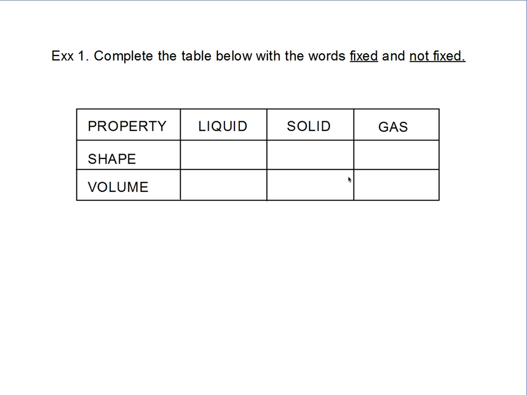Now this is an exercise here for you to do. You're going to use the words fixed and not fixed to complete the table. So here we have the property. One is shape, two is volume. So liquids, what do liquids have? Do they have a fixed shape? If it's yes, you write fixed. If it's no, you write not fixed. Volume, do they have a fixed volume? If it's yes, you write fixed. If it is no, you write not fixed. So pause the video here and complete this table.